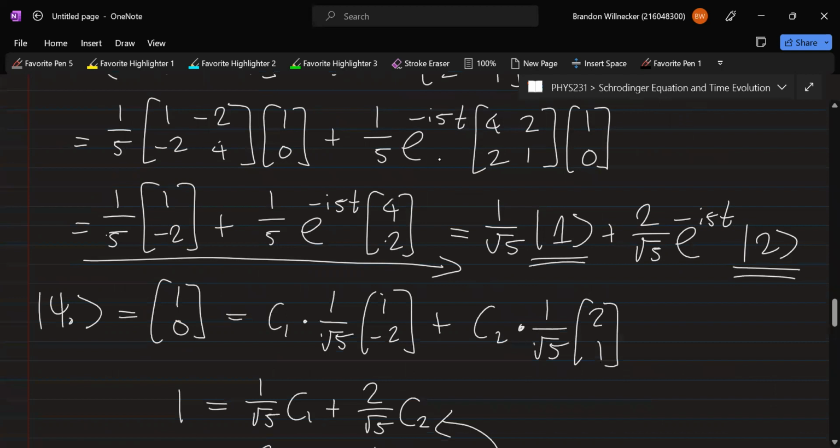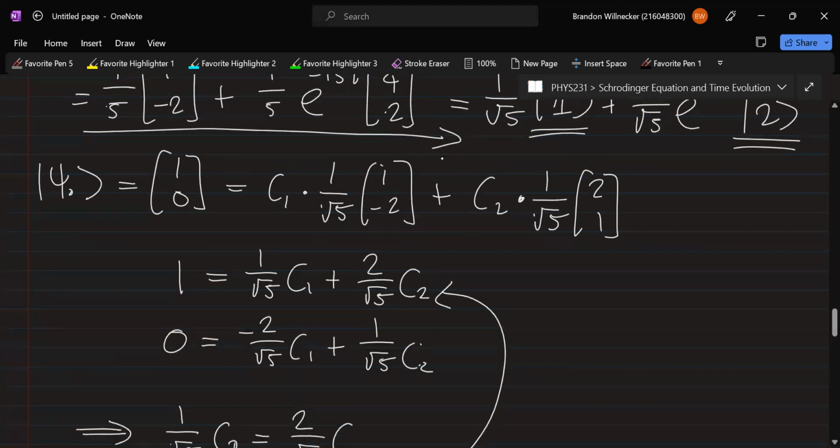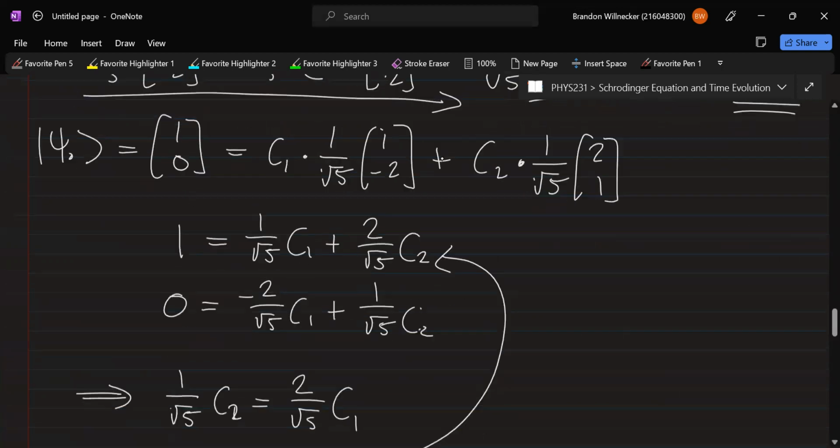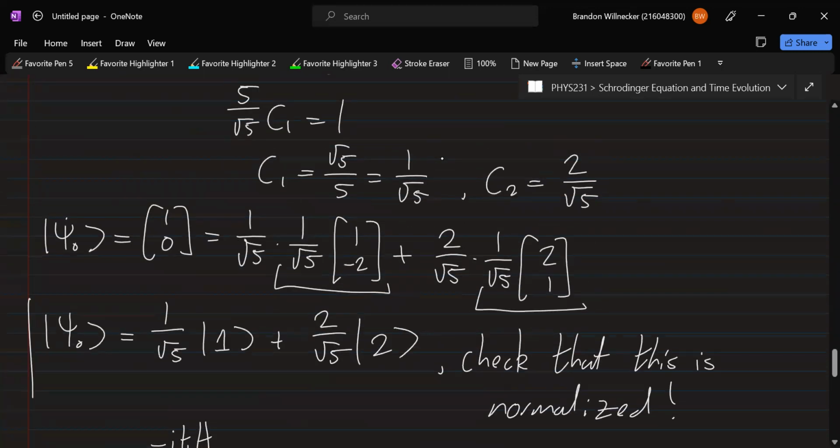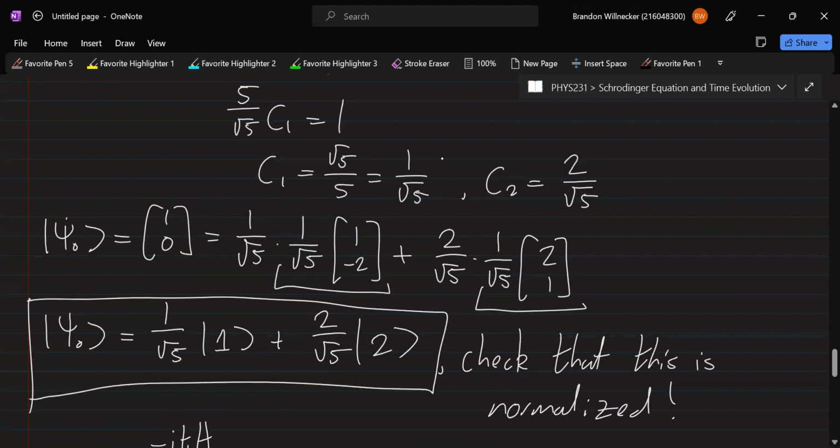Or another way is to write the initial state as a linear combination of the eigenvectors, because we know that the eigenvectors are orthonormal and they form a basis. So of course we can use it as a basis here. So we find the expansion coefficients, C1 and C2. That's very easy to do there. And then we end up with the same vector, but now written in terms of the eigenvectors.